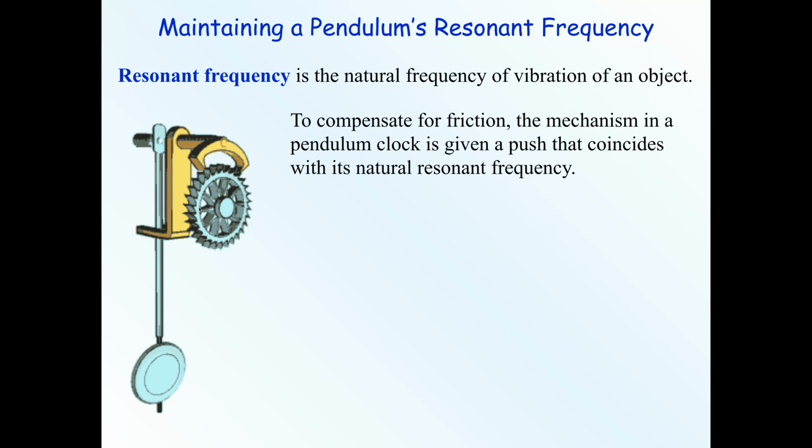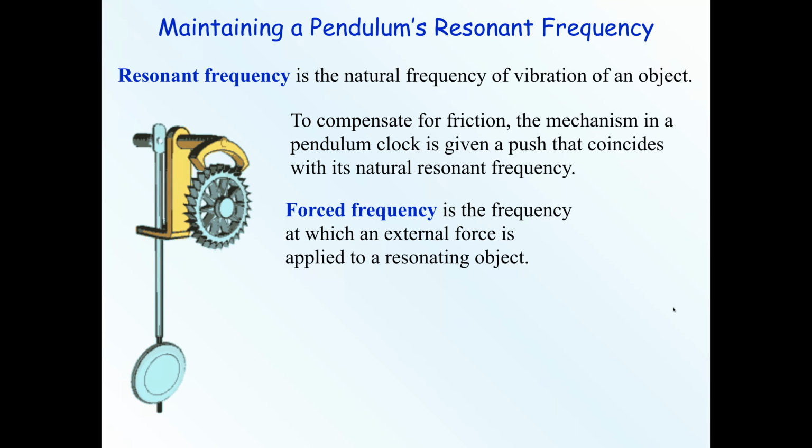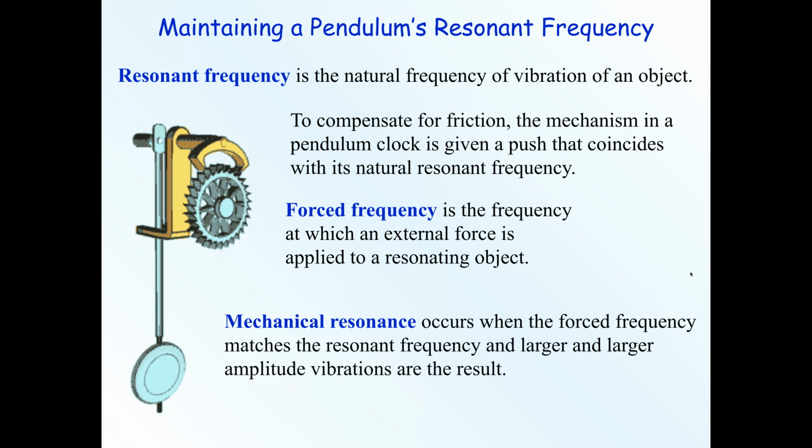But there's friction in the gears that would cause it to stop. So there's a mechanism in a pendulum clock which gives it a push that coincides with its natural resonant frequency to keep it going to the same height each time. That would be our force frequency, the frequency at which the external force is applied to a resonating object. Mechanical resonance occurs when the force frequency matches the resonant frequency, and so larger and larger amplitudes of vibration are the result.